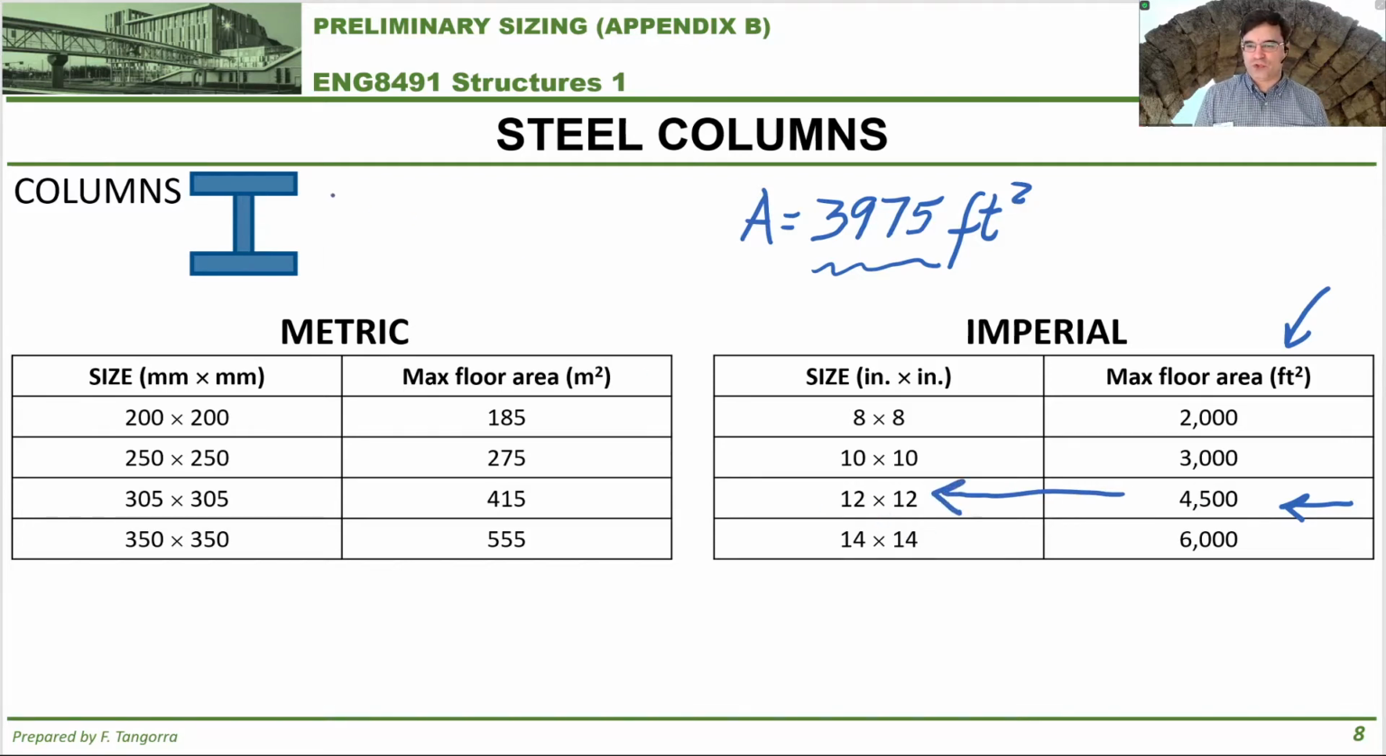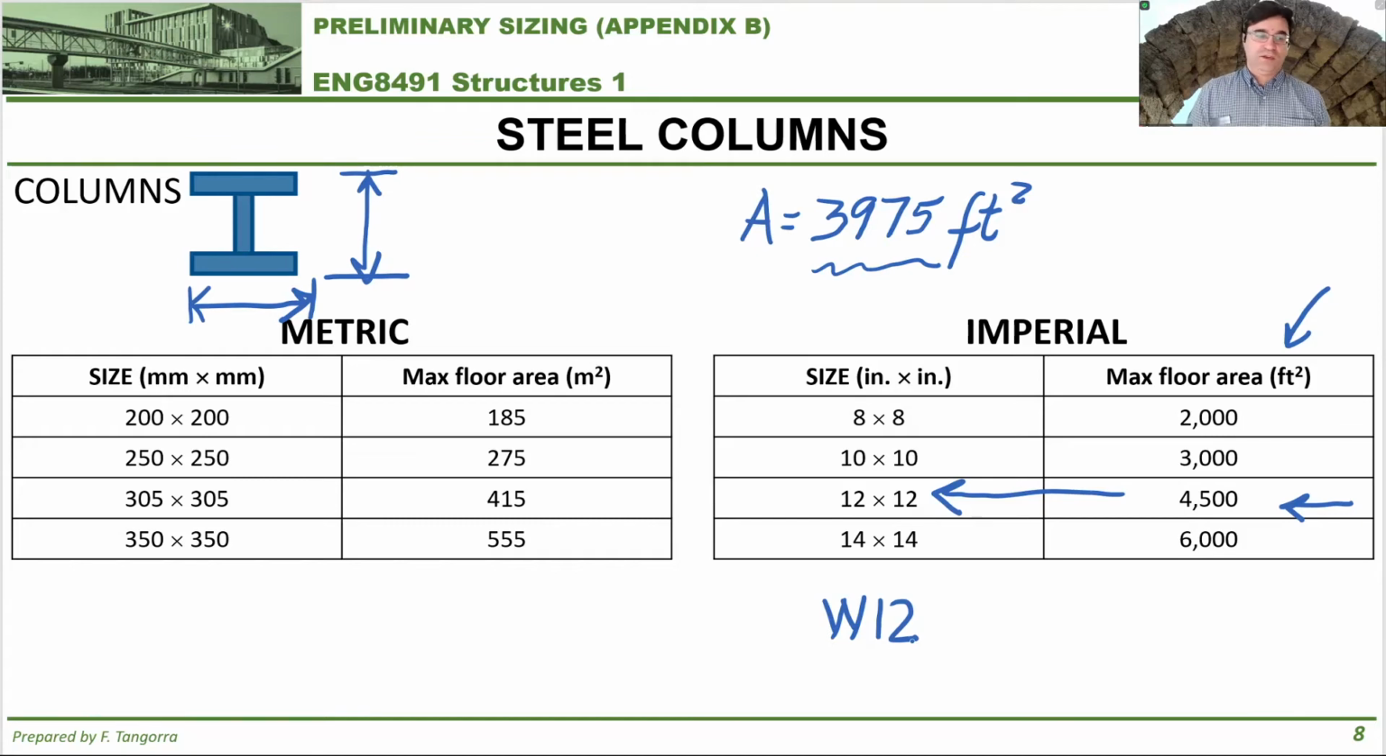And what it refers to is the depth of your W section and the width of the flange of your W section, like this. 12 inches by 12 inches. Okay? So that would be identified as a W12 in imperial units.